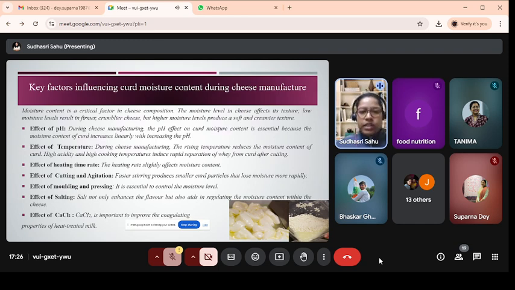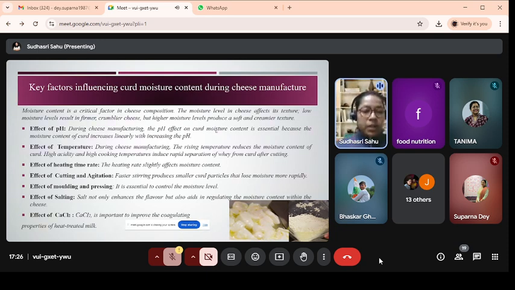And the effect of temperature is also the same, and the effect of cutting and agitation is also important. When cutting and agitating the cheese curd into small particles, a high amount of moisture is removed from the curd portions, and agitation is more important during the cutting process.